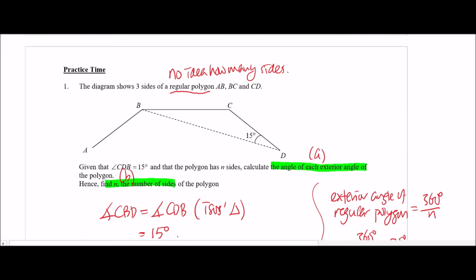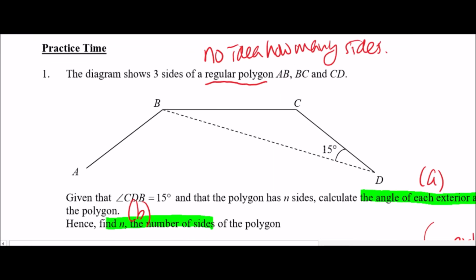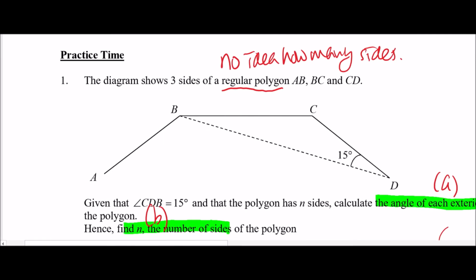Practice time. Practice number 1. Let's take a look at the question. The diagram shows 3 sides of a regular polygon, AB, BC, and CD. This does not mean that the polygon only has 3 sides. Why? If I only have 3 sides in this diagram, this shape does not close. Remember, the shape must close back on itself. So this is still an open shape, so this is not a polygon.